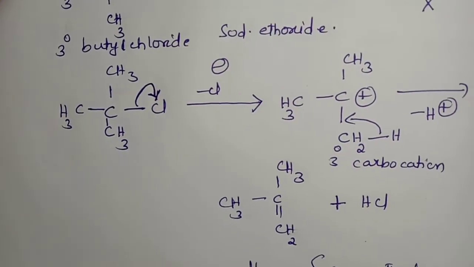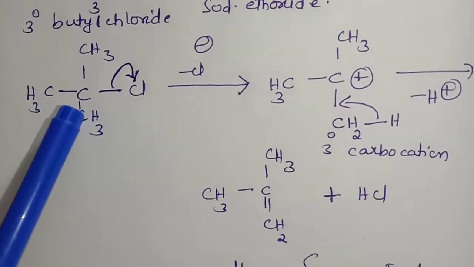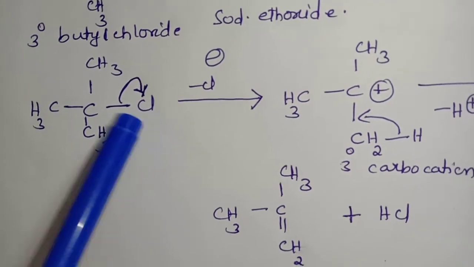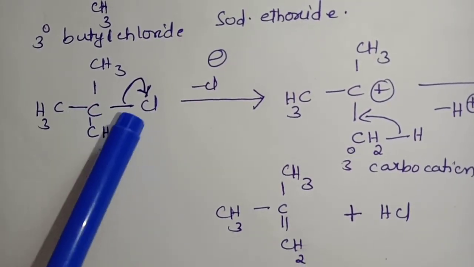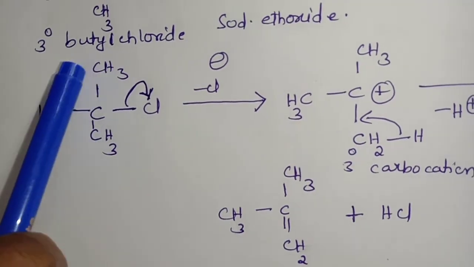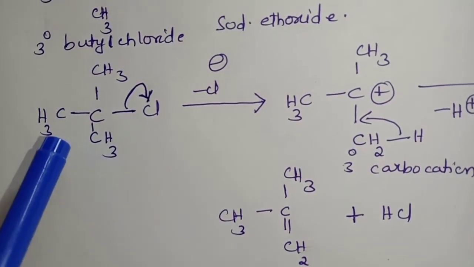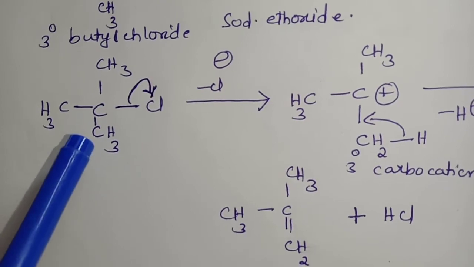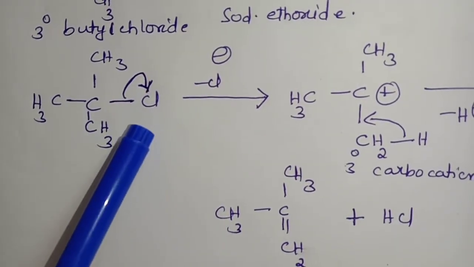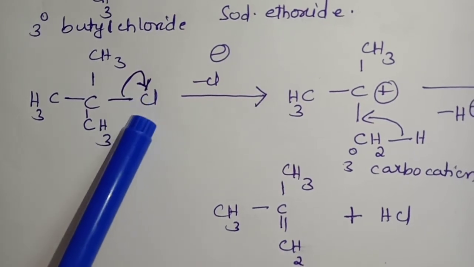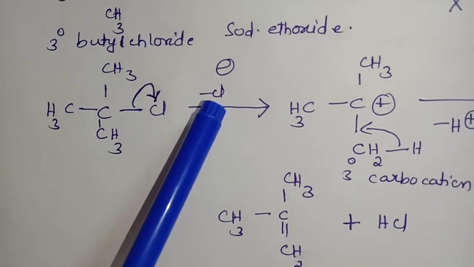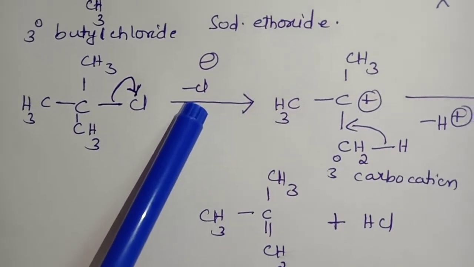What is the reason? Look at the structure here. Here there is carbon and Cl bond, C-Cl bond. So comparatively Cl is more electronegative than carbon, and also all these three methyl groups have positive inductive effect. Okay, so because of the high electronegativity of this chlorine, this attracts the two electrons towards itself and comes out as minus Cl minus.